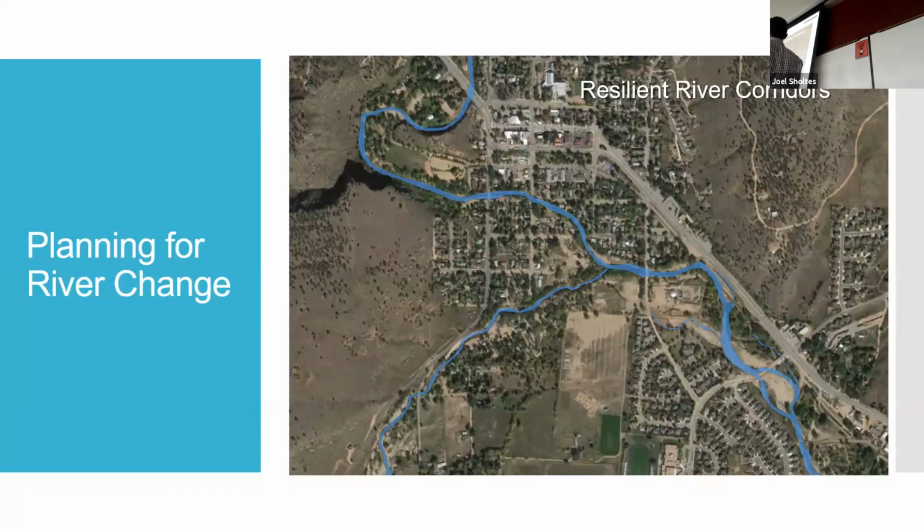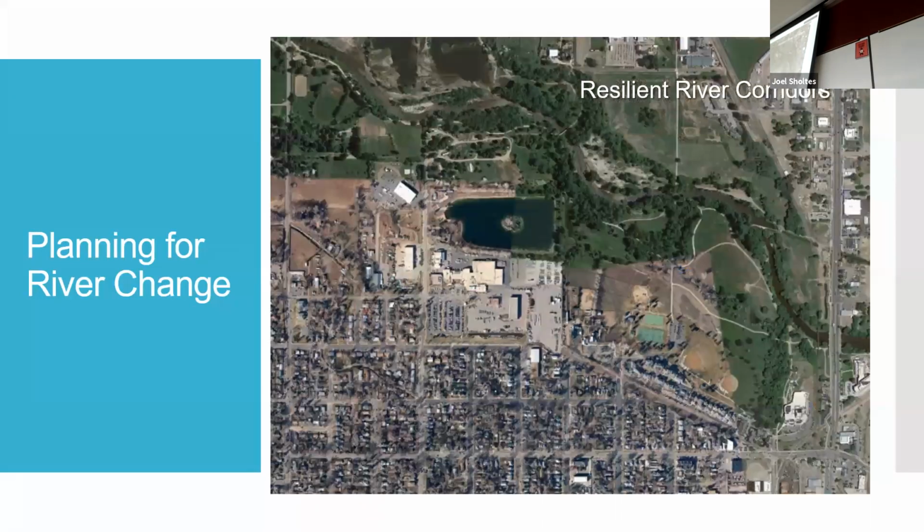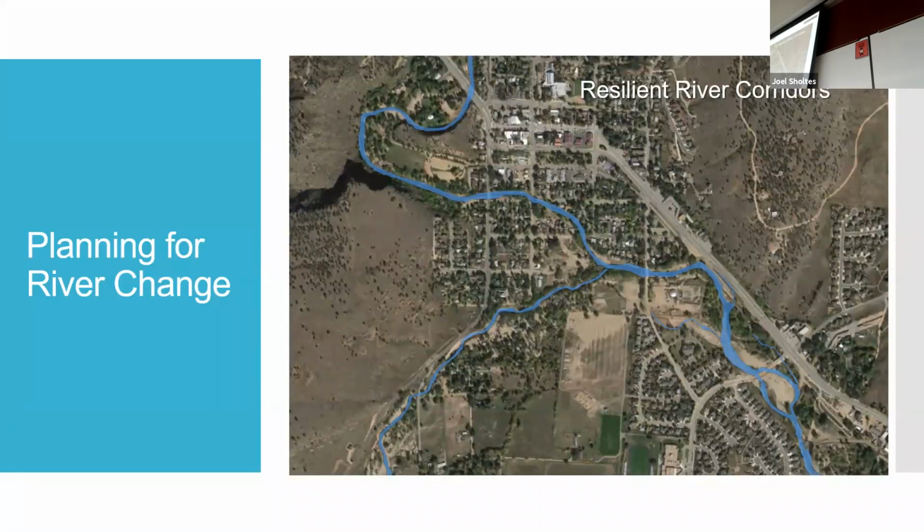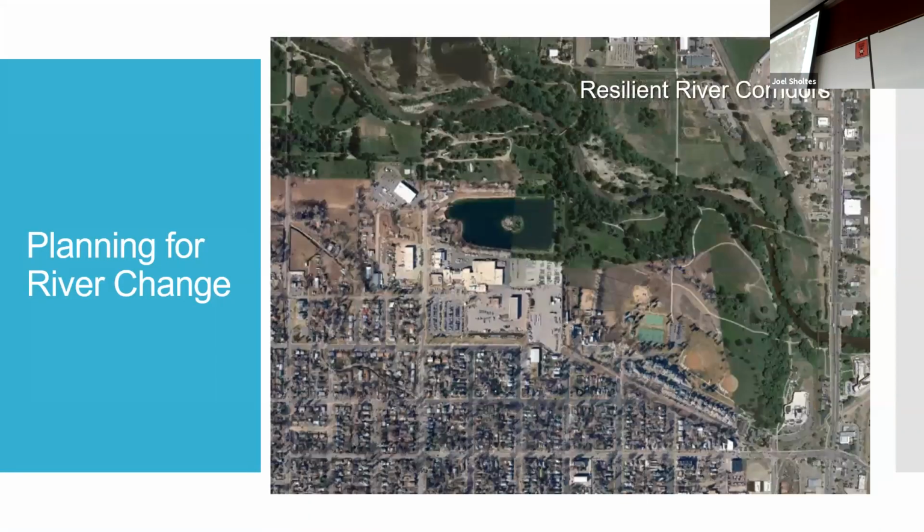So I want to talk about how we can manage our river corridors so that they're more resilient. This is Lyons again, which got hit really hard by the 2013 flood event. And you can see the path of the river through the town there. This river winds through. You've got neighborhoods that are right up against the river, a lot of bridges here. And so it's a tight area, and a lot of development happened around that.